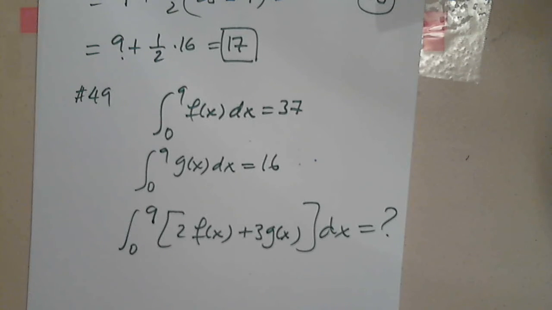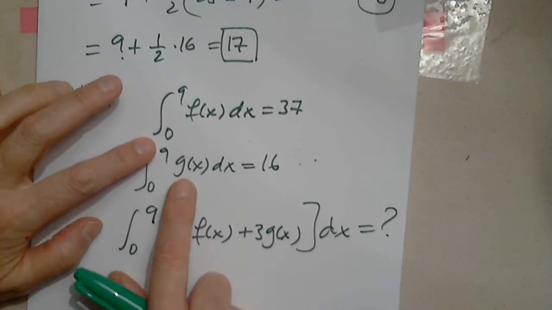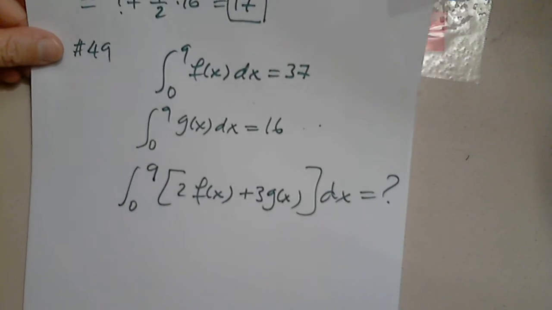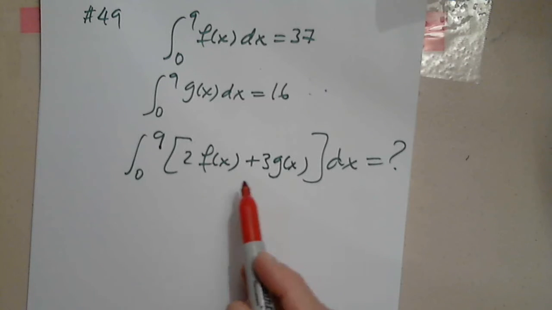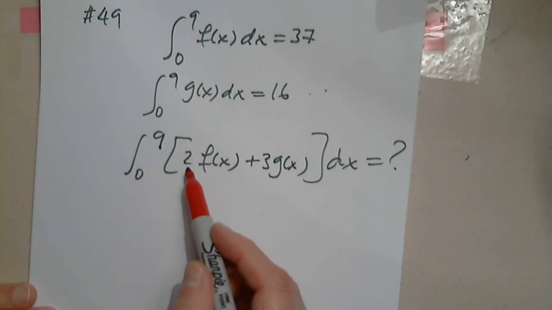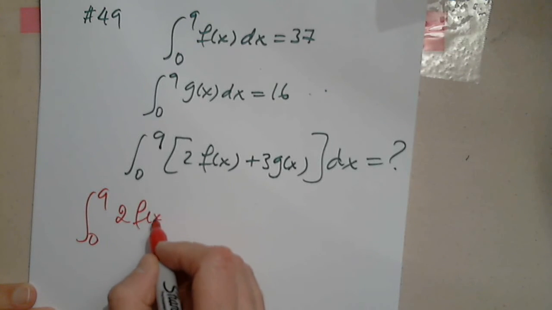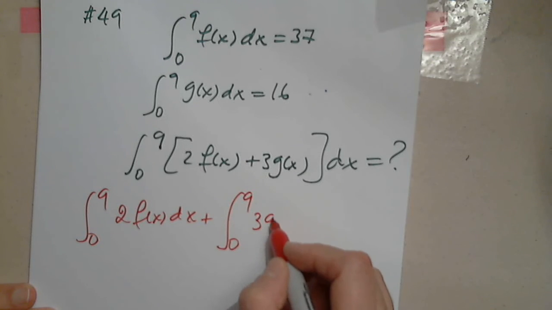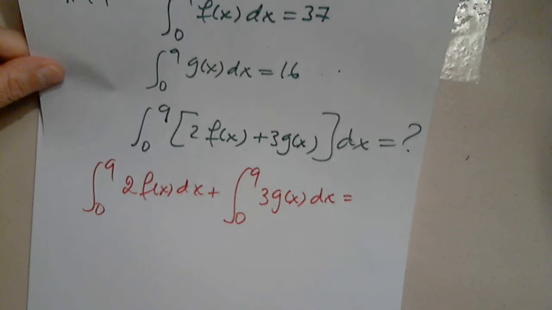Given the integral from 0 to 9 of f of x, and the integral from 0 to 9 of g of x, they want us to determine this. Okay, so obviously I know that the integral of a sum is the sum of the integrals. So I will write the integral from 0 to 9 of 2 f of x dx plus the integral from 0 to 9 of 3 g of x dx. That's the first property that I apply.